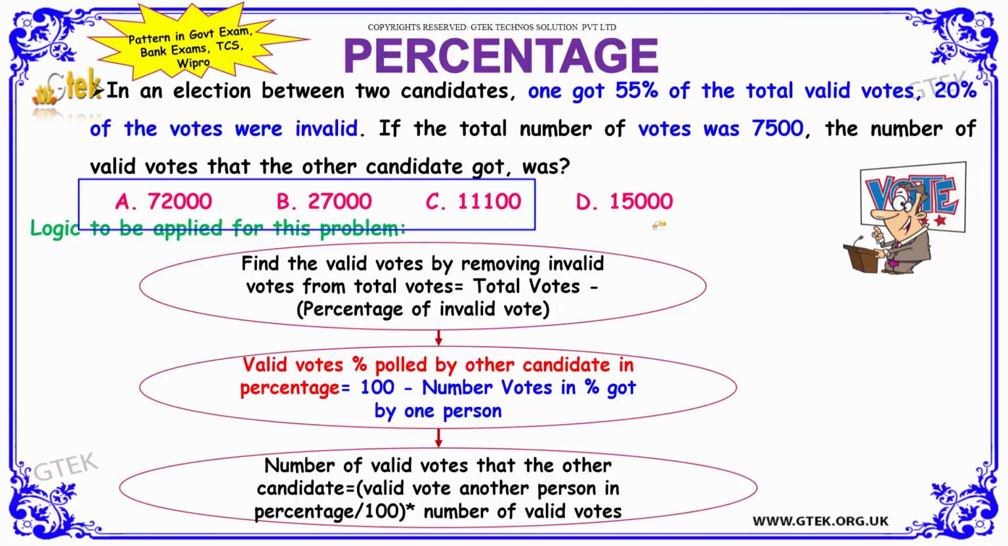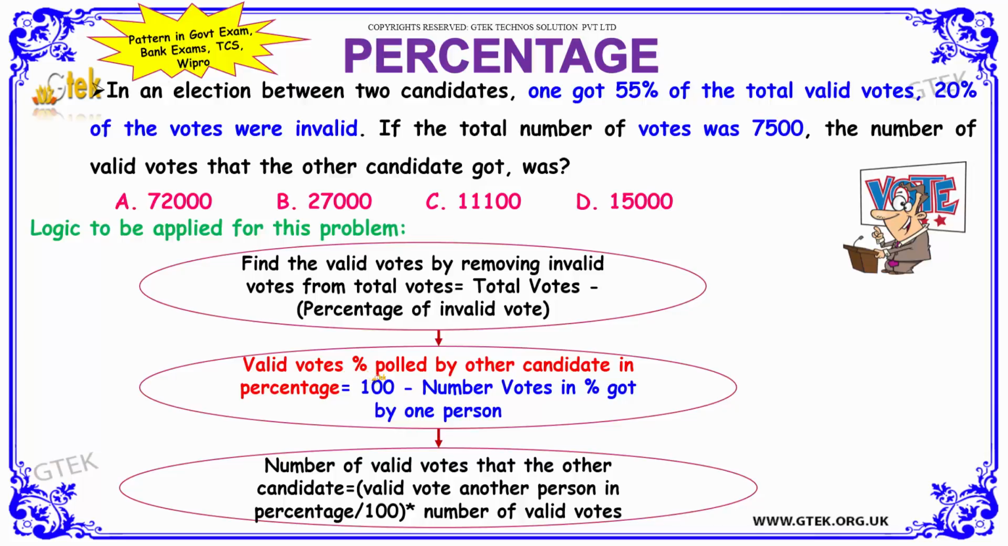We have our options over here as A. 72,000, B. 27,000, C. 11,100 and D. 15,000. So first, we have to calculate the number of valid votes by removing the invalid votes. We have our total votes over here. Subtract the percentage of invalid votes, and you get the number of valid votes.